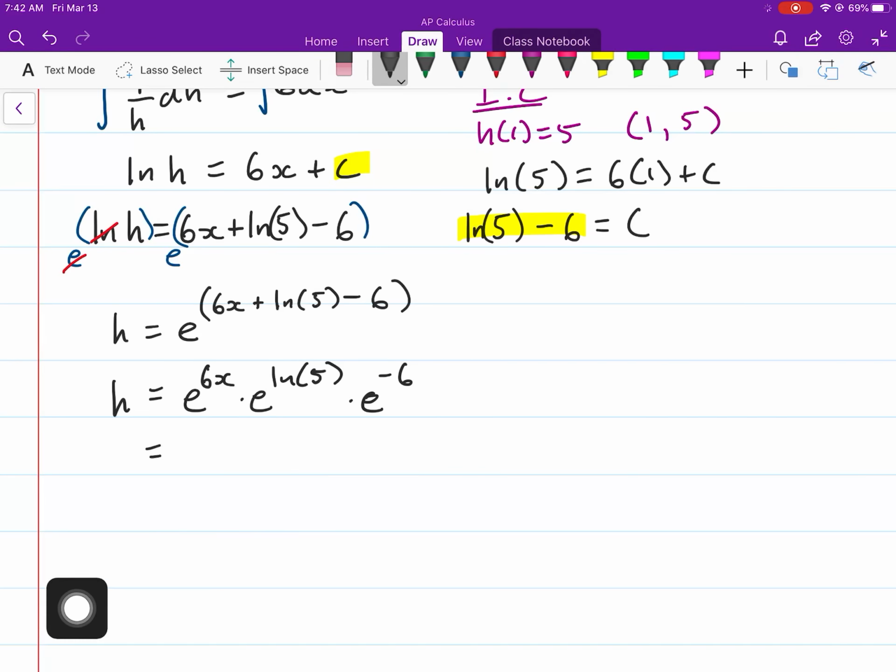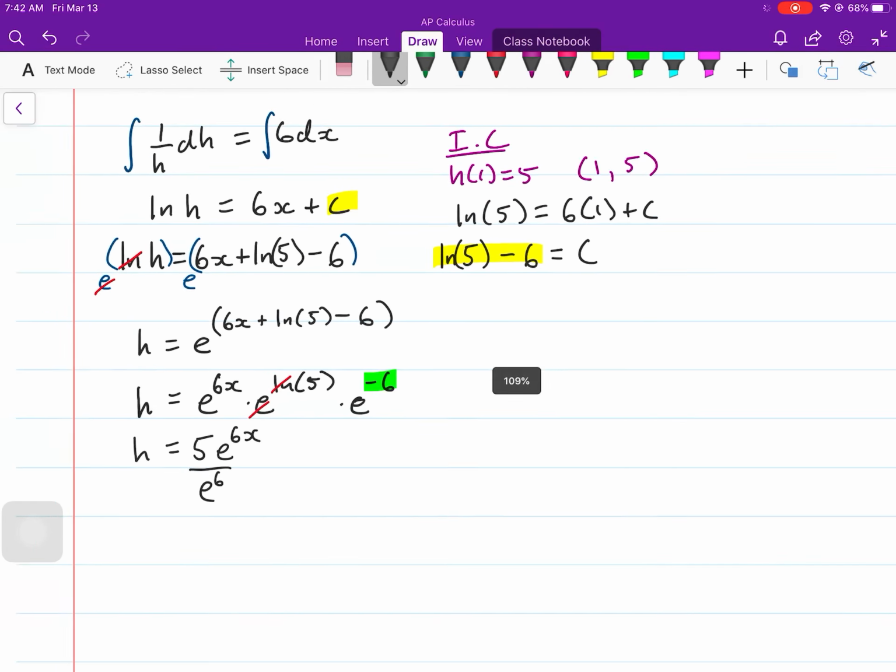So from there, we're going to have e to the negative 6. It's a negative exponent, so you can see that negative exponent is going to go on to the bottom. But e to the natural log of 5. Remember how earlier e to the natural log of h, e and natural log canceled out, just leaving us with h? Well, here, e to the natural log of 5, e and natural log will cancel out, leaving us with just a 5 times e to the 6x, and then the e to the negative 6 will just go to the bottom. And that's your solution.